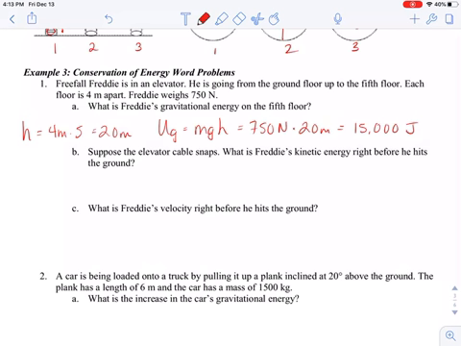Suppose the elevator cable snaps. What is Freddy's kinetic energy right before he hits the ground? So the idea here is that the gravitational potential energy at the top is the same as his kinetic energy at the bottom.